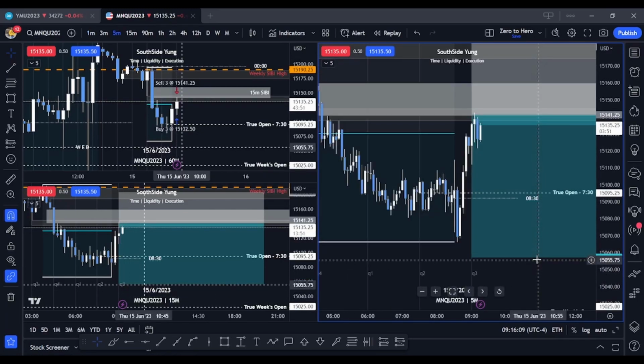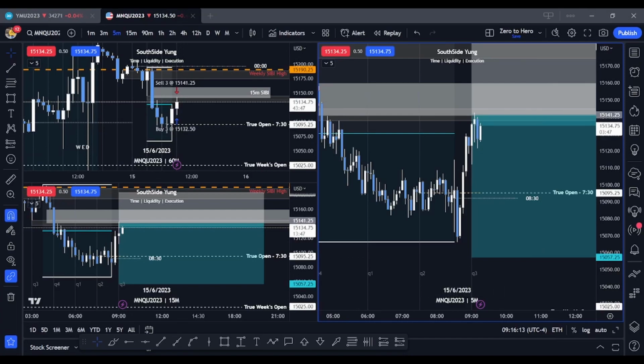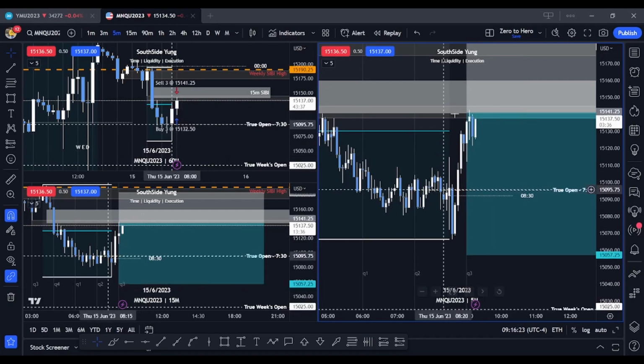I told myself I wouldn't be scalping, but $50 sounds a little too good. You know what I'm saying, guys? Awesome, man. $50 is a dinner. $50. Yeah, $50 is dinner.